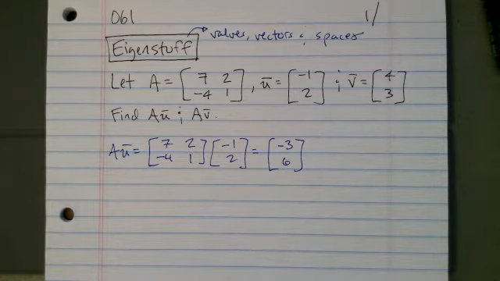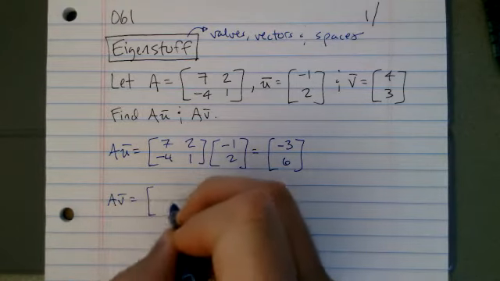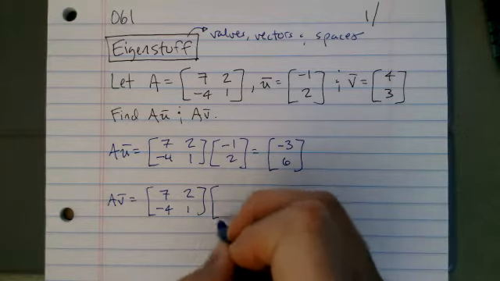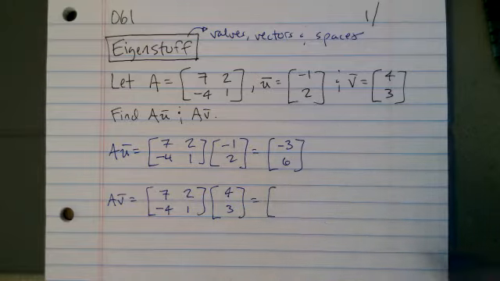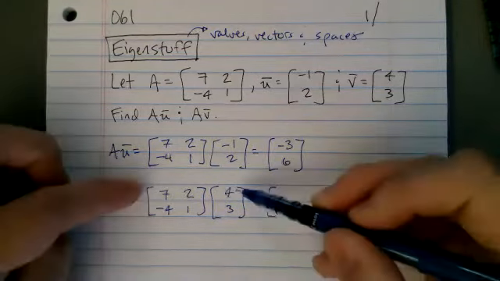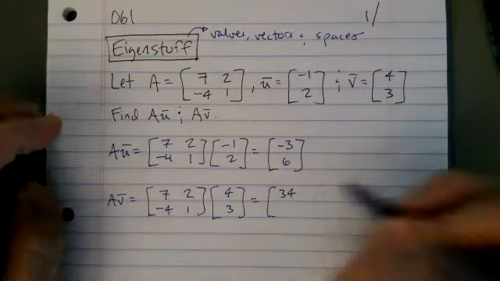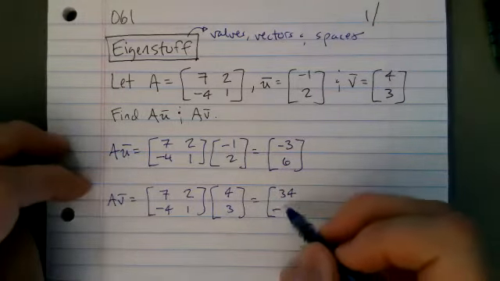Now let's look at AV. We take 7, -4, 2, 1, and multiply by 4, 3. This is going to be more difficult because I picked such large numbers. 7 times 4 is 28, plus 6 is 34. -4 times 4 is -16, plus 3 is -13.